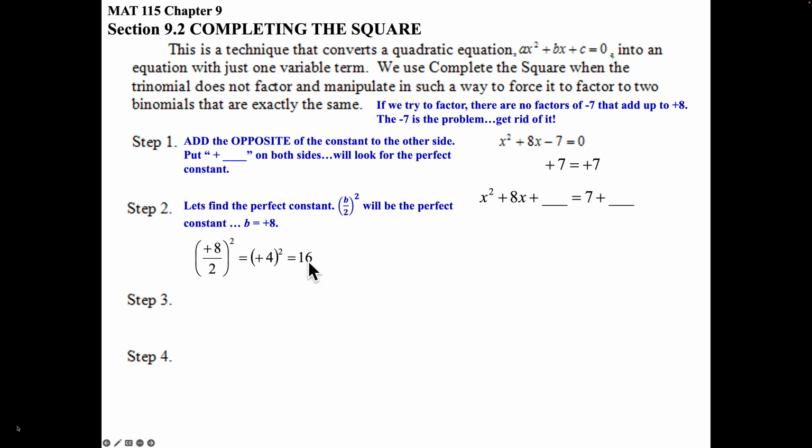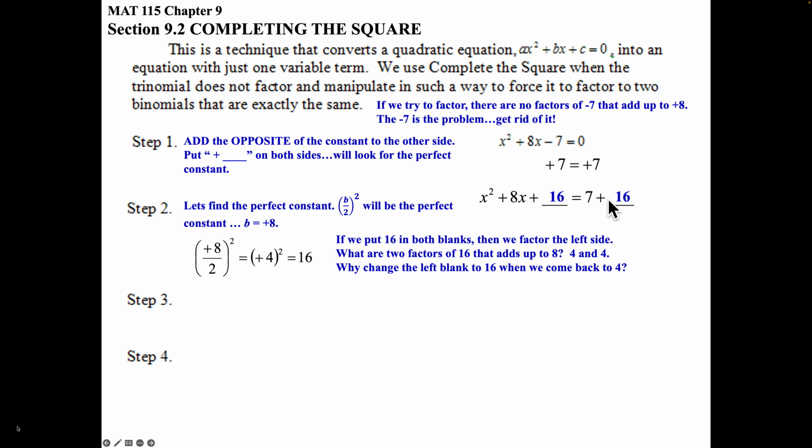Now the authors, they'll tell you to put 16 in both blanks. I hate that. It is wrong. It's taking 2 steps backward, 1 step forward. What? Watch. Now that I have this perfect square 16, I would ask myself, what two numbers multiply to be 16 and add up to be 8? Well, it's 4 and 4. Wait a minute, I just had the 4. Why'd you make me change it? That's the method to my madness.